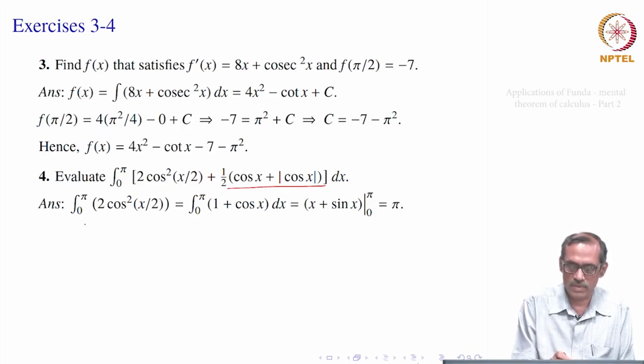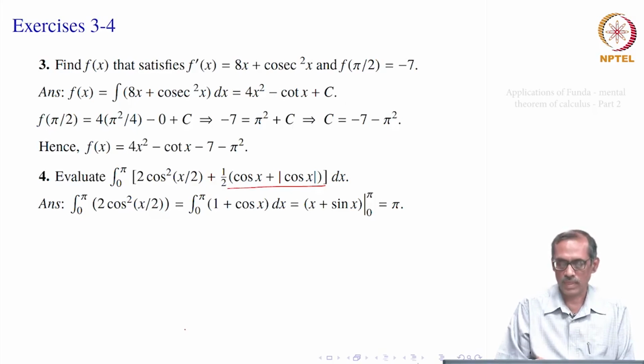So, we go straight forward for the first integral, 0 to pi of 2 cosine square x by 2, which is 0 to pi of 1 plus cosine x, using your cos 2x formula. Its integral is x plus sin x, because the derivative of sin x is cosine x. That is to be evaluated at 0 and pi, as a definite integral. So, we get back pi.